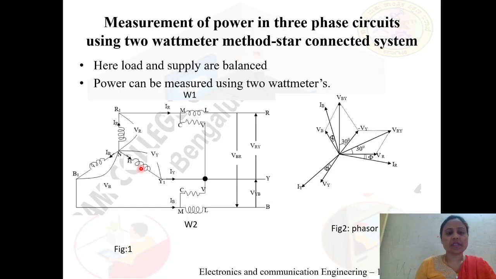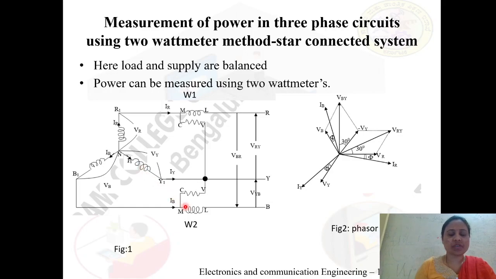Hi, in this session we will discuss the measurement of power in a three-phase circuit using the 2 wattmeter method for star connected and for delta connected systems, and also we will discuss some problems based on this.